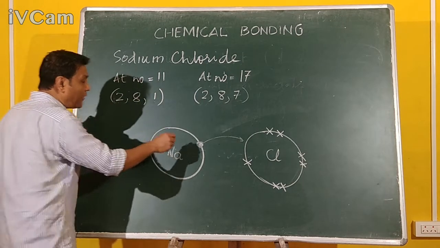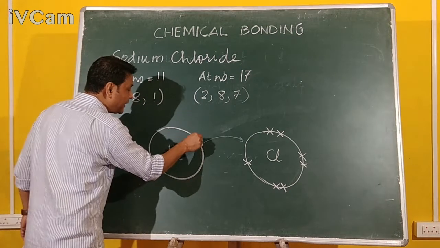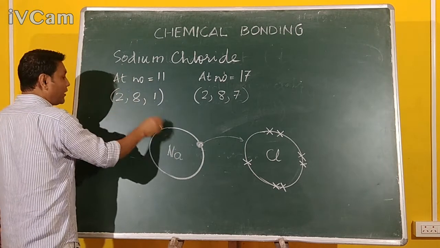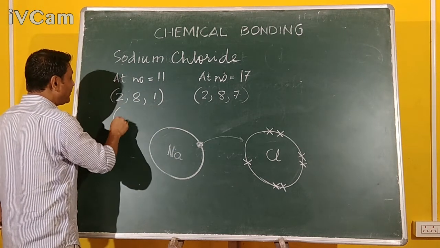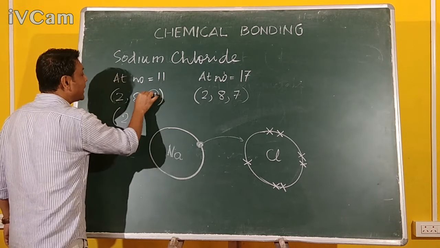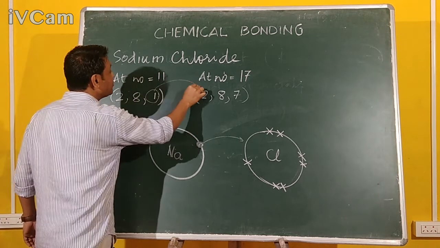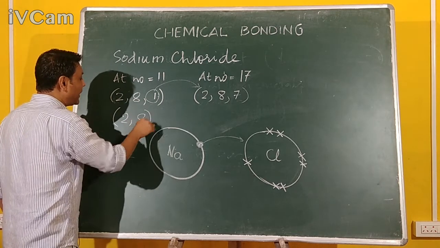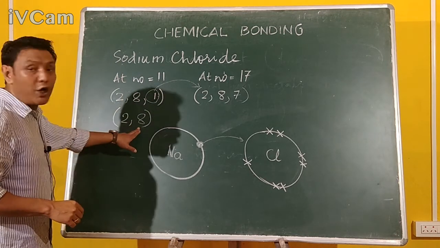Now, after it gives 1 electron, how many electrons will sodium have? This one electron is given to the chlorine atom. So it will have 2, 8. The electronic configuration becomes 2, 8.